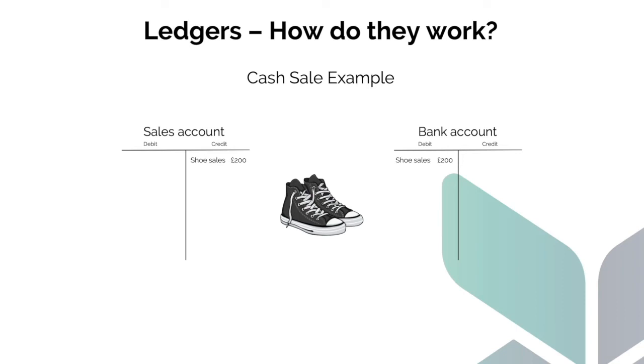So you've received 200 quid in there. So debit, credit. The accounting equation and double entry accounting are satisfied, everybody's happy. So that's a cash example. But what if we sold these shoes on credit?